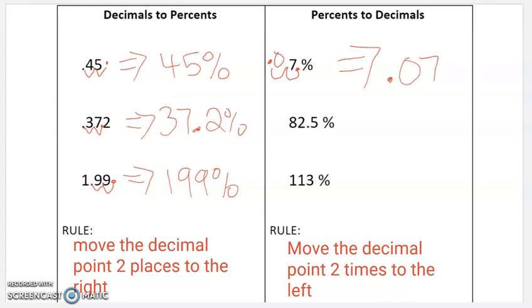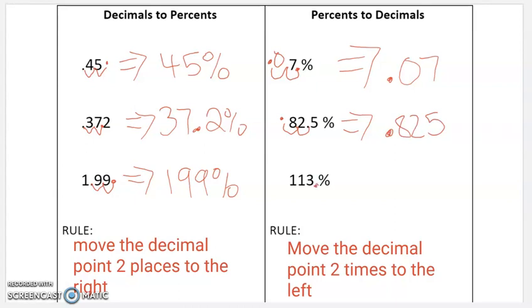Next one's a little easier. It's got the decimal point there already. We'll bounce it twice, once between the 8 and the 2, once to the other side of the 8. And 82.5% is 0.825 as a decimal.